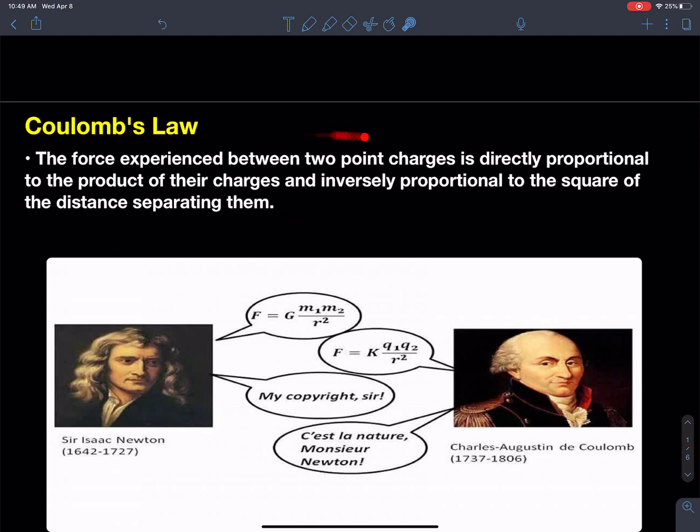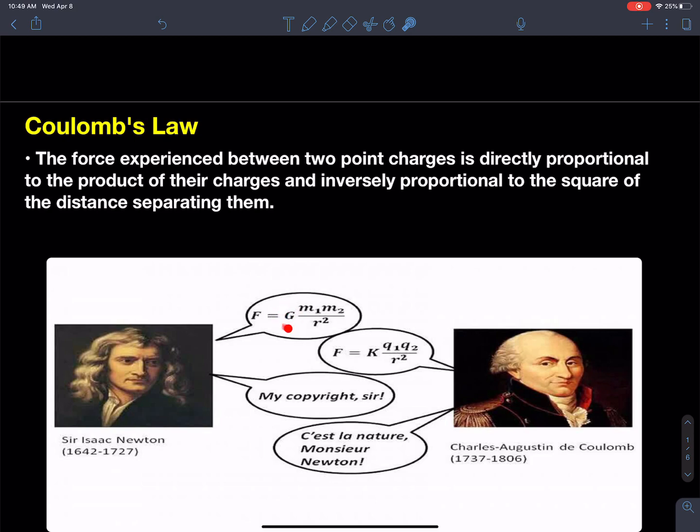This is a true definition, and it looks a lot like our definition for gravity that Sir Isaac Newton created. That definition for gravity said that the force of gravity experienced between 2 point masses in space is directly proportional to the product of the masses and inversely proportional to the distance separating them. I hope you remember when we talked about that. That's the universal way of calculating the force between anything in the universe, all right?